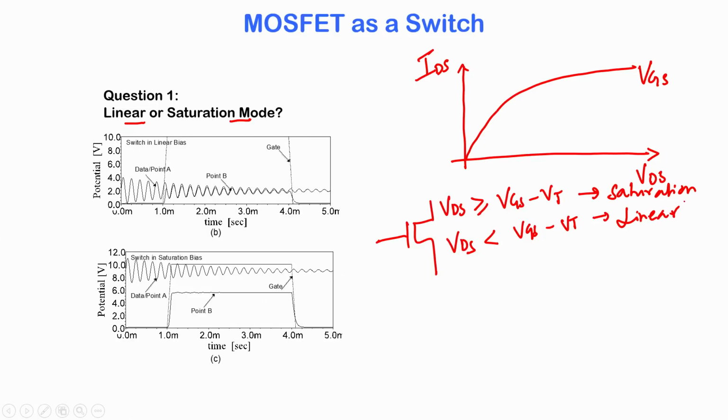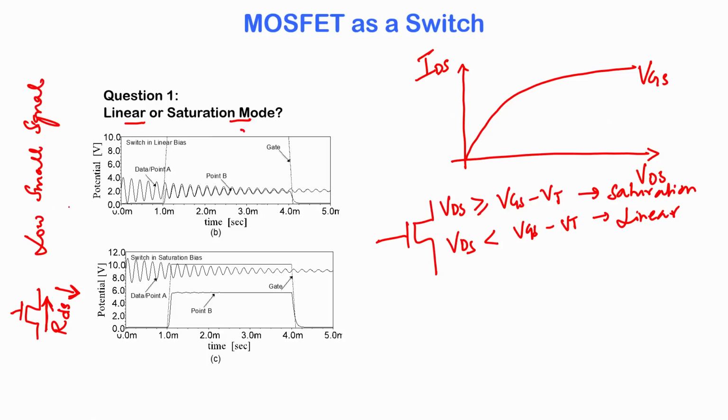Now, what is the property of an ideal switch? The ideal switch should have a low resistance when it is turned on, or when the switch is closed. So, this is the resistance of the switch, RDS, let us say, and it is desirable that this resistance be low. Now the question we are asking is, do we bias it in linear or saturation mode of operation for having a low small signal resistance?